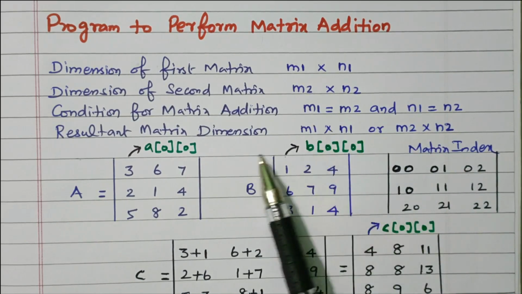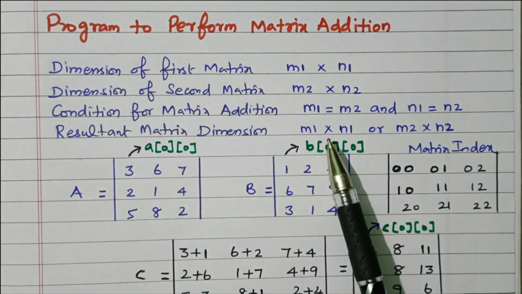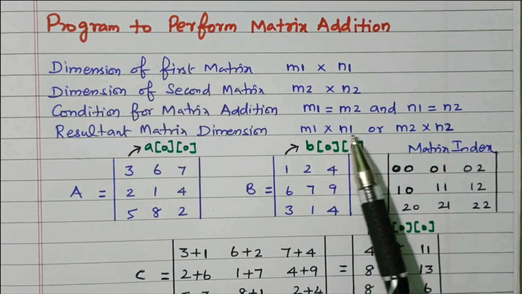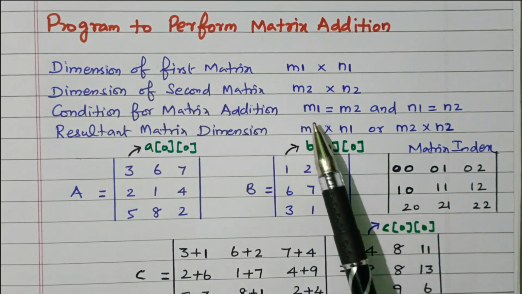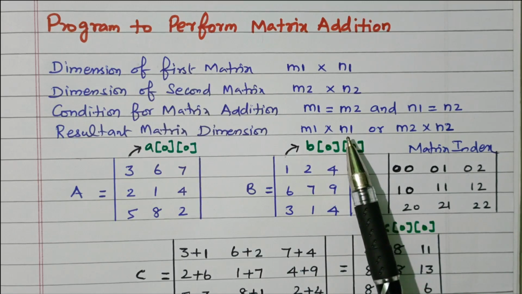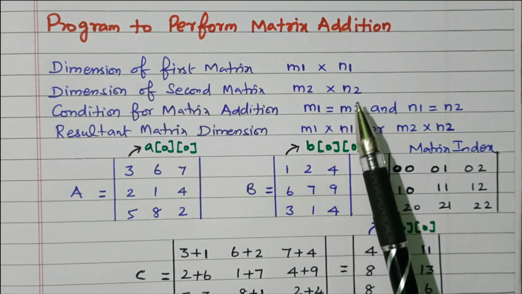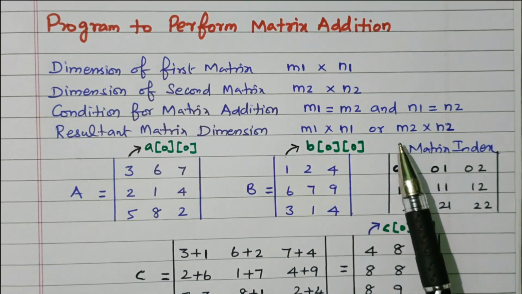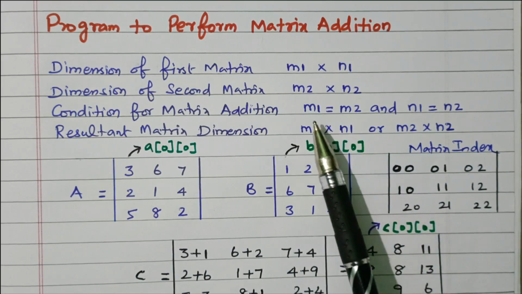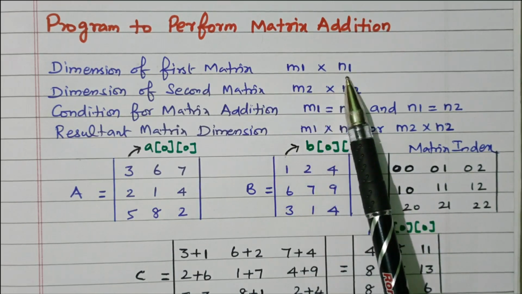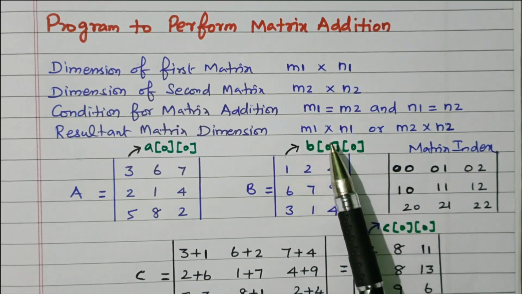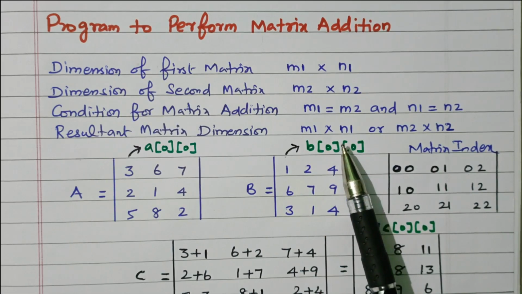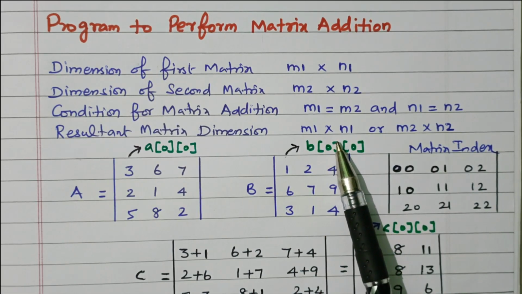So while adding, what is the dimension of the resultant matrix? It may be m1 into n1 or m2 into n2, because both m1 and m2 are equal, right? So all the matrices have the same dimension. The resultant may be m1 into n1 or m2 into n2, right? Let us consider a 3 cross 3 matrix. Suppose the dimension of the first matrix is 3 cross 3, then the second matrix is also 3 cross 3, and the resultant matrix is also 3 cross 3, right? So the sizes of the first matrix, second matrix and resultant matrix are equal.